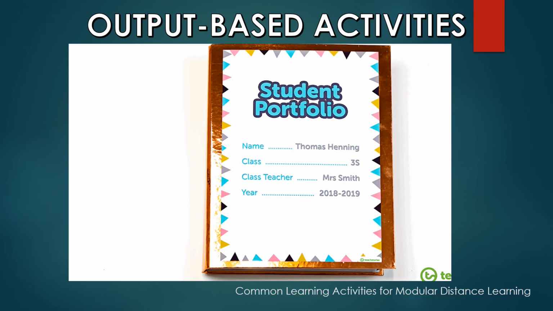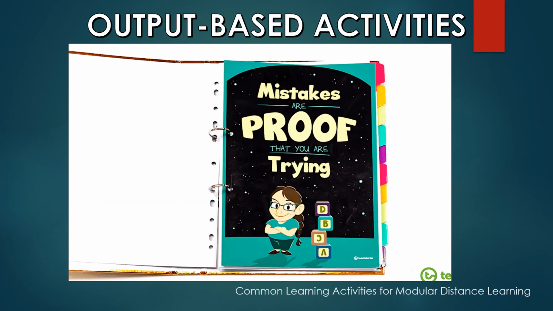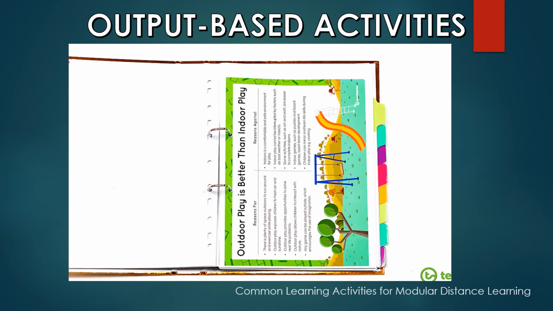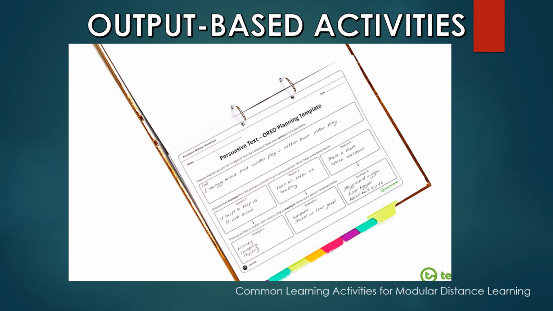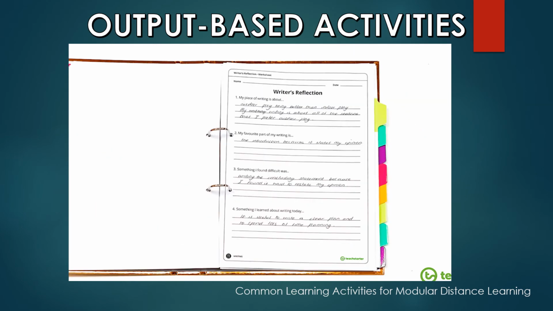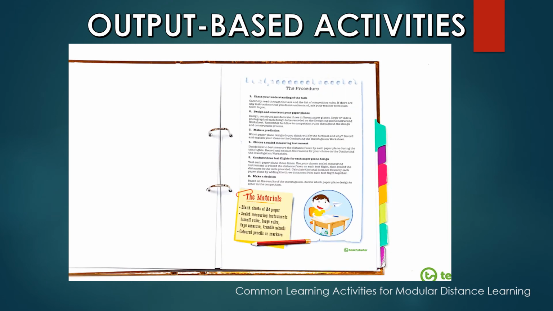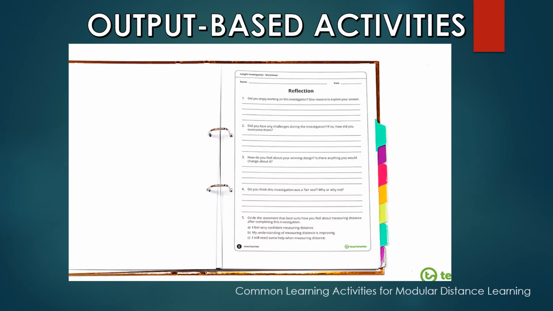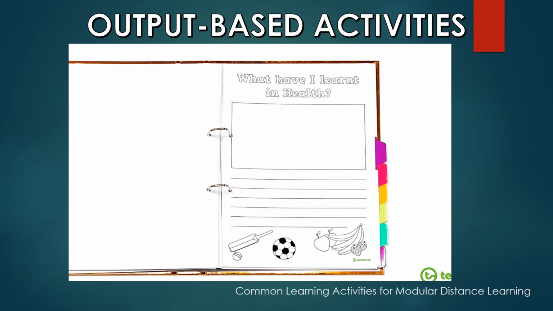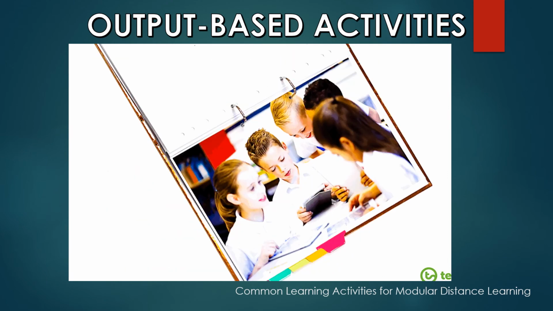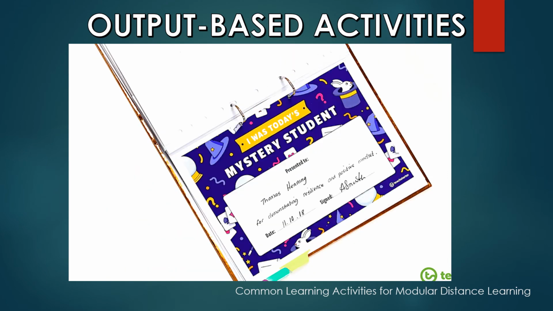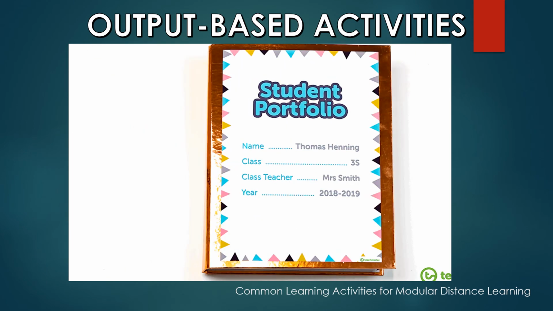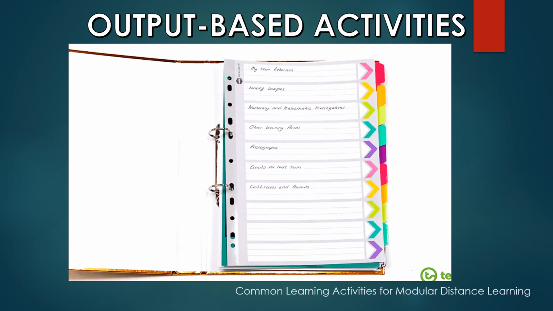The second is determining whether students have met learning standards. The third one is helping students reflect on their academic goals and progress as learners. And number four, creating a lasting archive of academic work products, accomplishments, and other documentation.